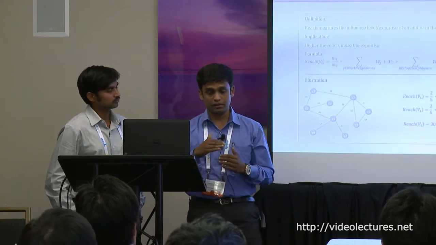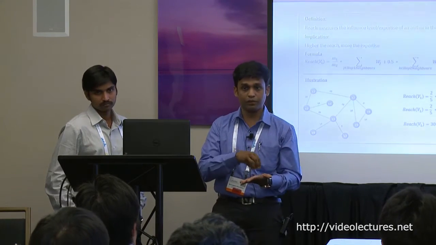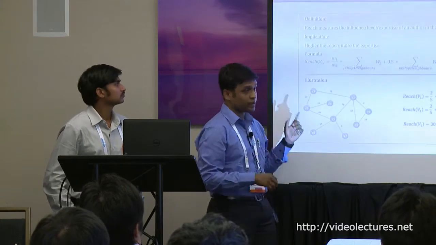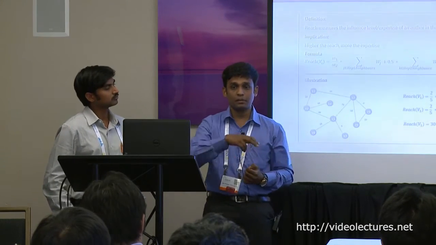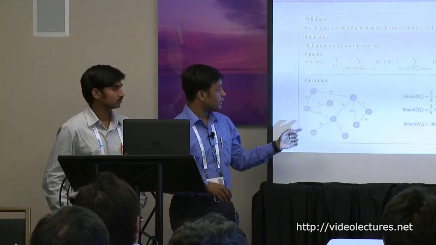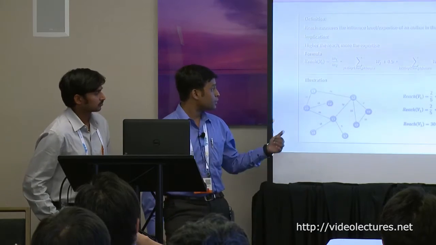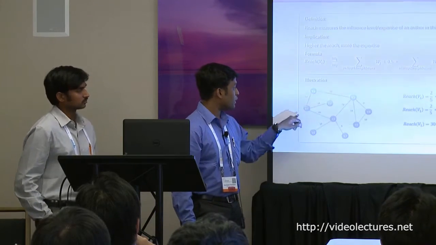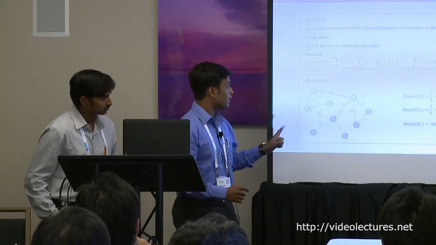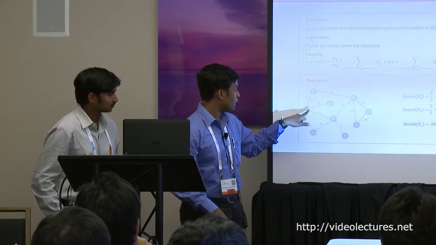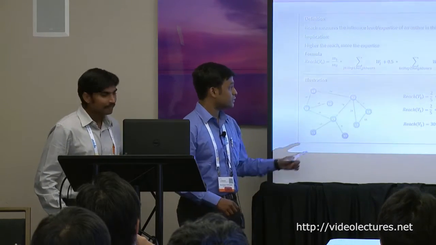M1 represents the number of neighbors of a node of interest, here Vi, and M2 represents the number of second-level neighbors of the node Vi. Here is a sample reach: the reach of V1 is computed by 25 plus 15 and 0.5 of the neighbors of V3 and V2.